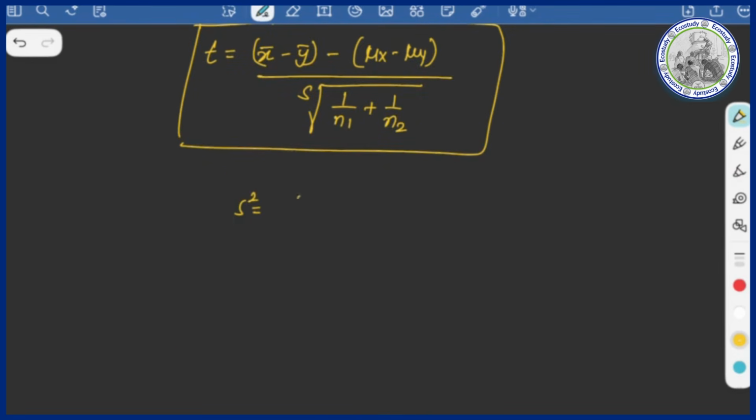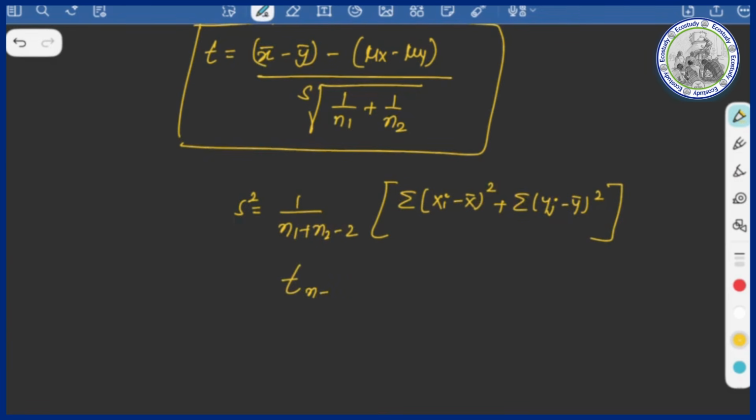And what is s square here? It is 1 upon n1 plus n2 minus 2 times sigma xi minus x bar squared plus sigma yj minus y bar squared. And what will be the degrees of freedom? It will follow n1 plus n2 minus 2 degrees of freedom. So you have to see this critical value. Okay, so this is for the t distribution.